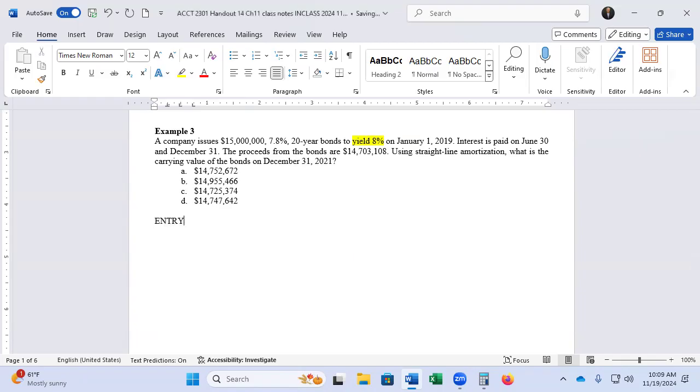So our entry, if we were to record this, would be a debit to cash 14,703,108. And then a debit to discount on bonds payable, and this amount is 296,892. That's just the difference, the 15 million minus the 14,703. And then you're going to credit bonds payable for 15 million.